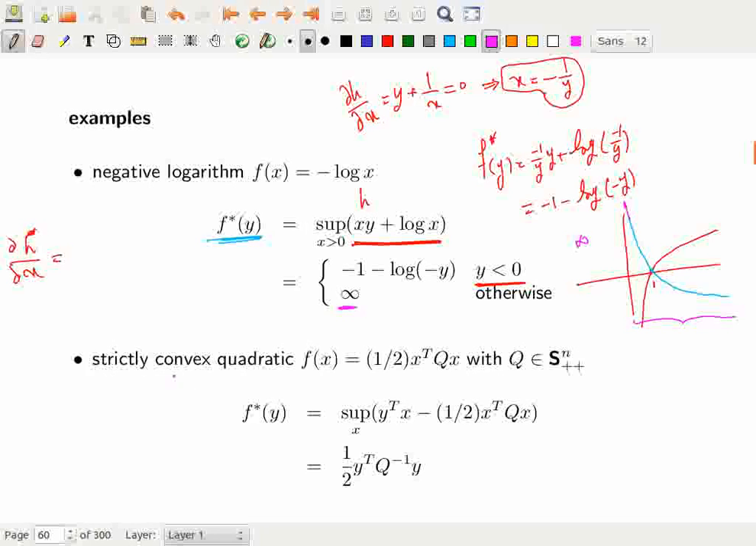We have a strictly convex quadratic form, something like this, and we can find the conjugate function of this function, which is the maximum of y transpose x minus 1 over 2 x transpose Qx. If we do the same procedure that I said here, for example, we can take a derivative of this one. It's transpose, because this is a matrix. You can do the same procedure and find the conjugate of the function.